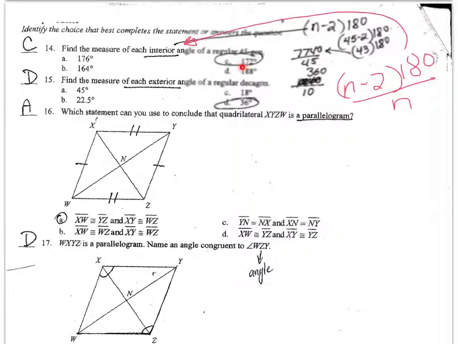Yes. Now, for number 15, it's each exterior angle. So the formula for the exterior angle would be 360 divided by the number of sides. Okay, so in this case, it's 10 sides, so it's 360 divided by 10, and that gives you 36.